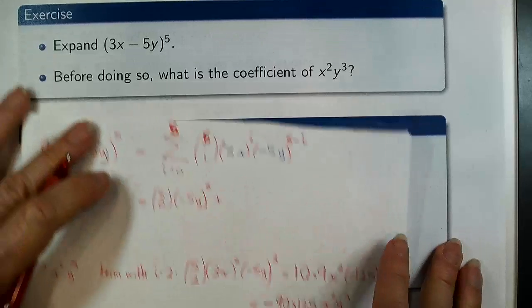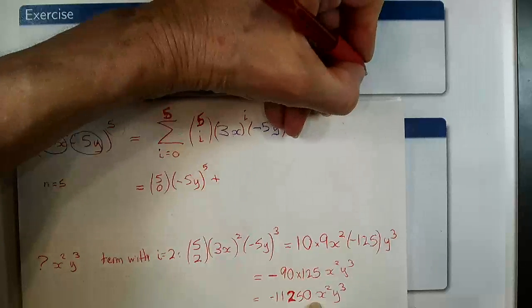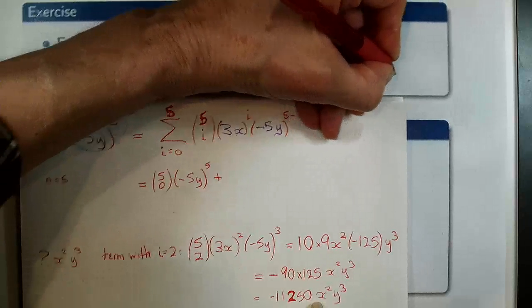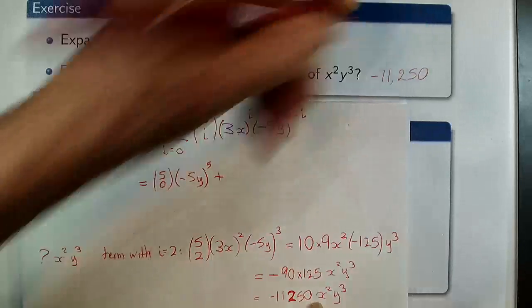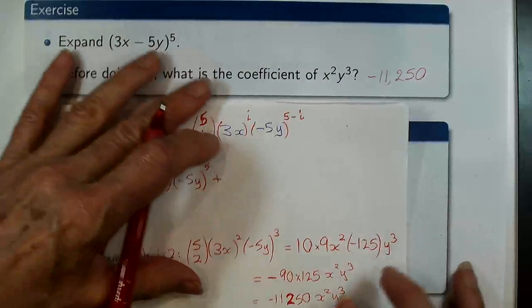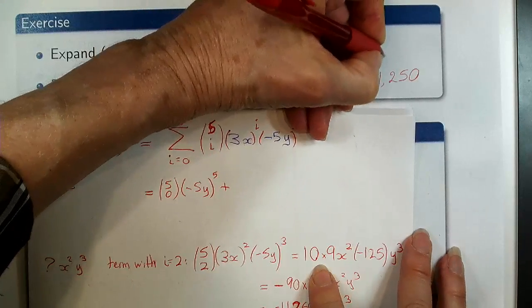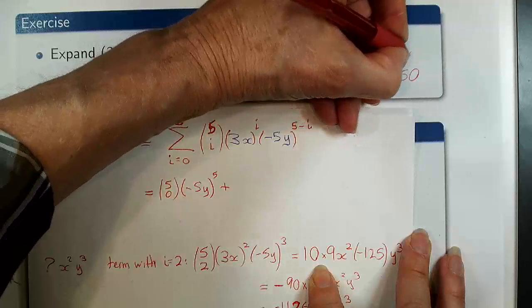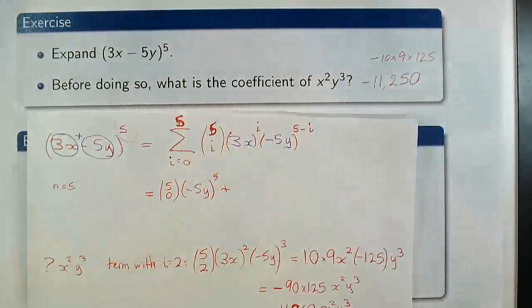So what's the answer, the coefficient? What is the coefficient? The coefficient is minus 11,250. Or you could write it as minus 10 times 9 times 125. Okay.